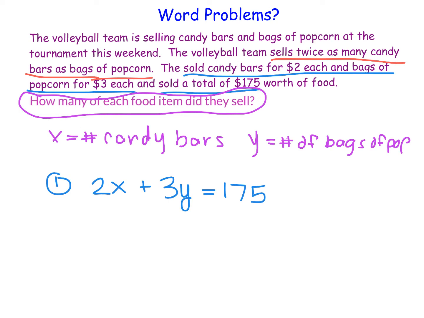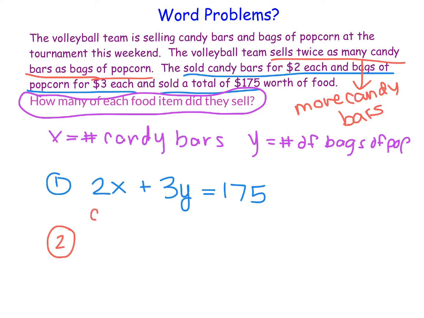Now, the second equation here is a bit trickier, and that pairs with what I said here in red. It says the volleyball team sells twice as many candy bars as bags of popcorn. So when we write this equation, we really need to think it through. It says we sell twice as many candy bars. So what we need to remember here is that there are more candy bars sold. And so what I like to do is think through how candy bars is going to be calculated if there are twice as many of them as bags of popcorn.